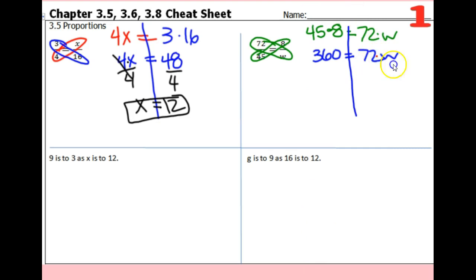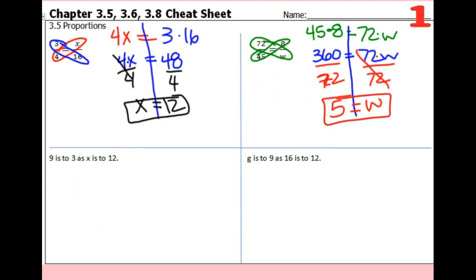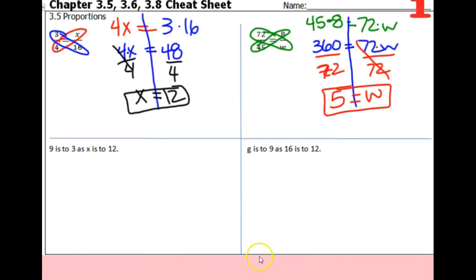Well, the opposite of multiply is divide. Divide by 72. Oops, that's a 7. And we have w equals, we should get a nice 5. There we go. These next two are not set up for us.